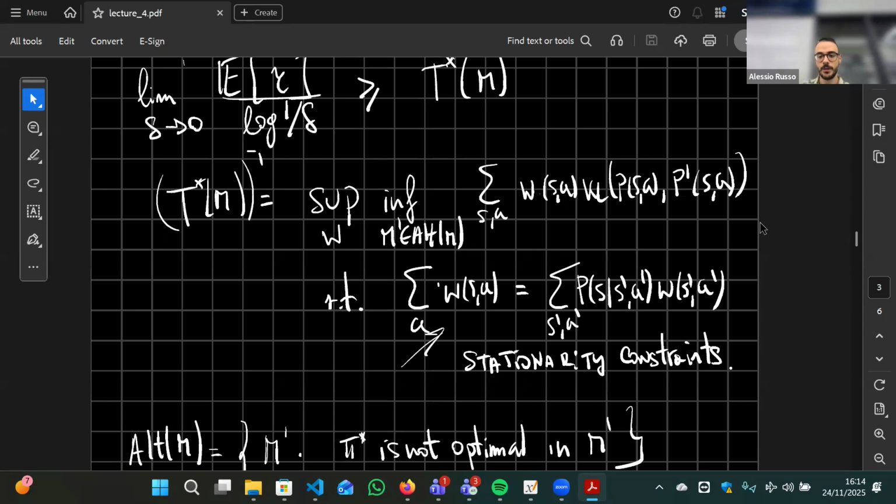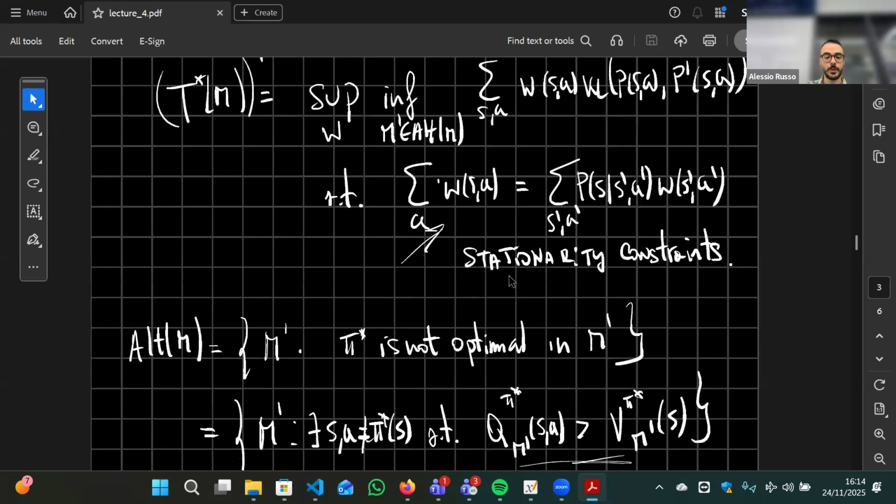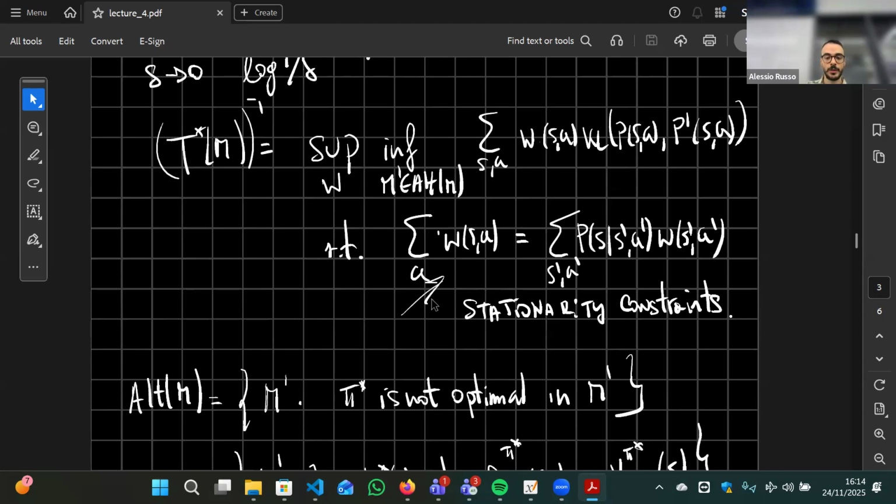This is the average evidence. The infimum is basically picking a model that is confusing for you. So a model that maximizes the likelihood of having generated that data, but such that the model admits an optimal policy that is different from the optimal policy in the true model. And what you want to do is to compute a distribution W that maximizes the evidence that you can collect. And this W needs to satisfy the navigation constraints, which in the end, asymptotically, because we take the limit, we can show simply become the stationarity constraints.